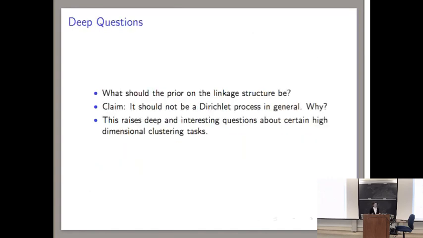So what this talk is mostly about is what the actual prior on the links and non-links should be. And I'm claiming that it shouldn't be something like a Dirichlet process in general, or some type of richer-get-richer process. I'll go through explaining the intuition behind that. And this ends up raising a lot of deep and interesting questions about certain high-dimensional clustering tasks, not just for record linkage, but also for things like community detection, or when you have really small clusters.